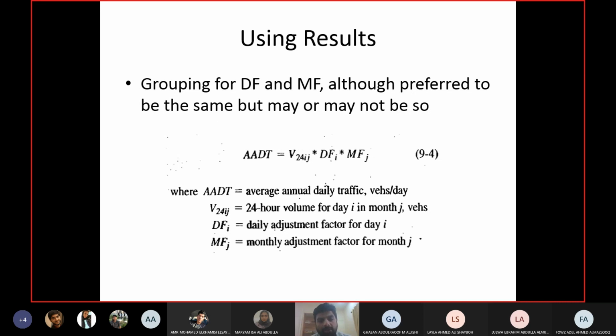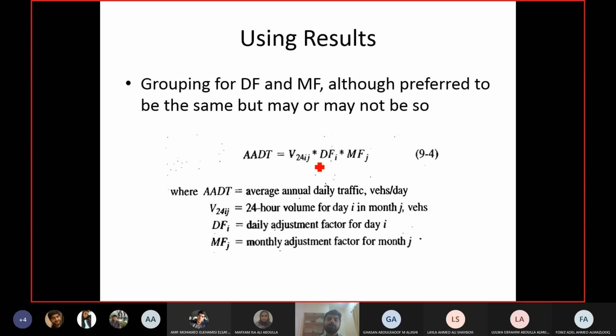Now remember, for coverage count locations, we usually have one day of data. First, you find out for which day you have taken the data. The day of the week will be termed here as I, so I can be Monday, Tuesday, Wednesday, Thursday, and so on. And J is the month in which the data is taken. So first find out on which day and which month the data is taken, and then you multiply with the daily and monthly adjustment factor of that day and month, from the closest control count location, or from the closest group of control count locations, whatever is the case.